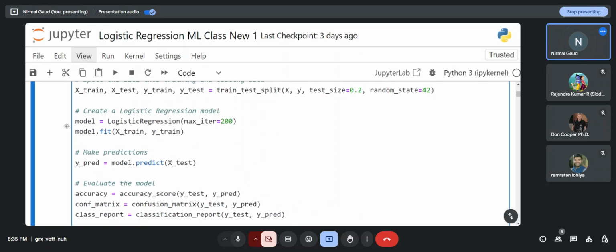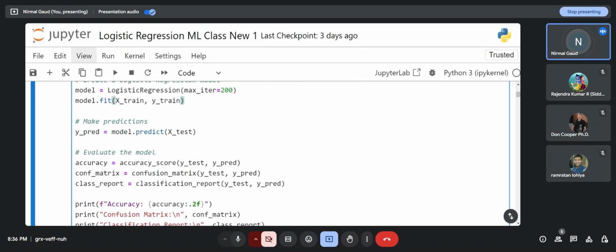We trained our model. Max iteration 200 means that if you recheck the entire derivation of logistic regression and how we found the optimization, del L by del beta naught, del L by del beta 1, we have to optimize the parameters. For that, this algorithm is iterating 200 times. And I have also written the optimization equation.